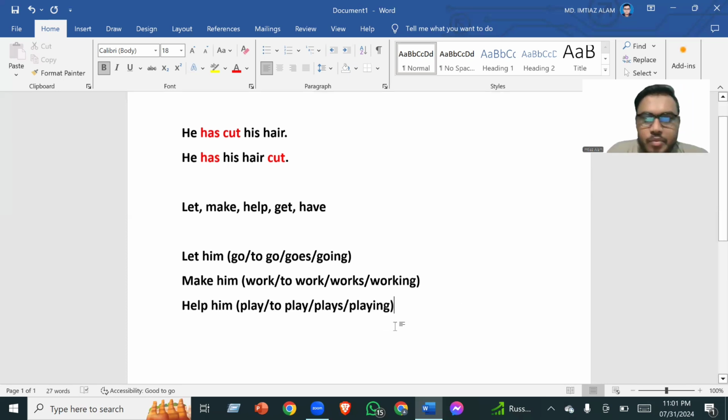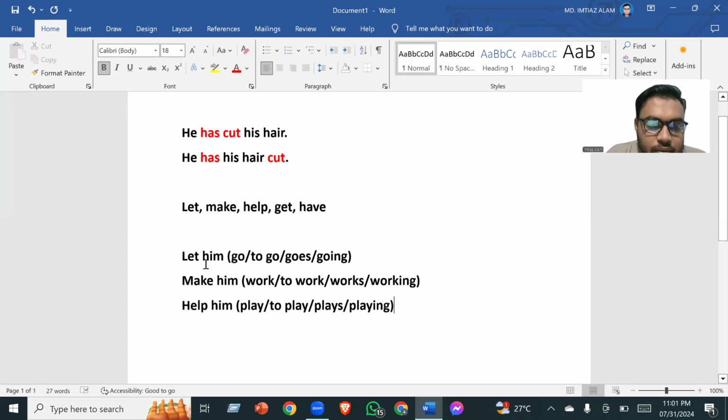Okay, so you can see I have written three sentences. The first sentence is "let him", and then there are a bunch of options. In the second sentence, you can see "make him", and there are lots of options. And in the third sentence, you can see "help him", and I have given so many options. So these are all the structures of causative. How are these all the structures of causative?